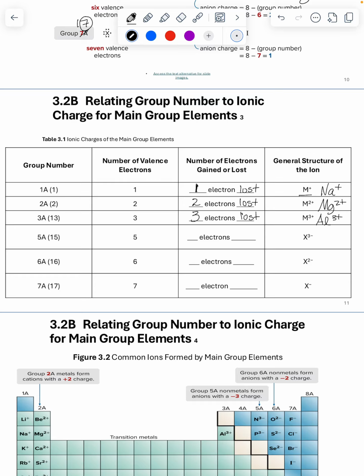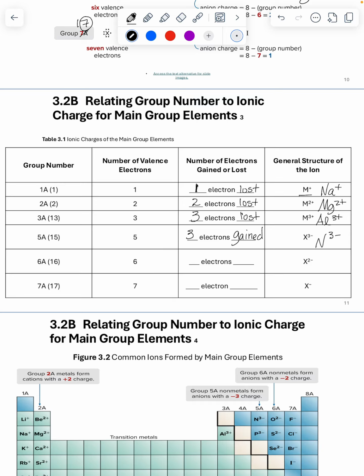And then we run into some nonmetals, and so these are anions that are going to be formed. So this time in group 15 we have 3 electrons that are going to be gained. So instead of losing electrons, now we're gaining electrons. And so we see the symbol is changed. Again, we're going to have the chemical symbol and then a 3-. So nitrogen is an example of that. So the chemical symbol N with 3-.